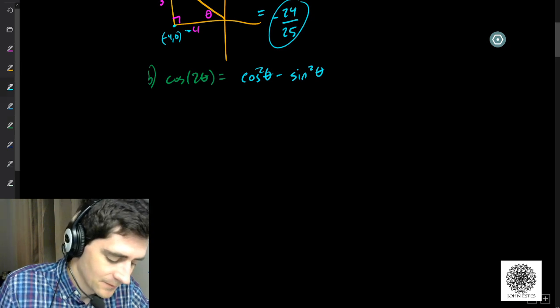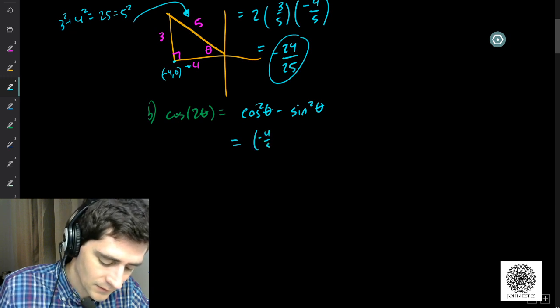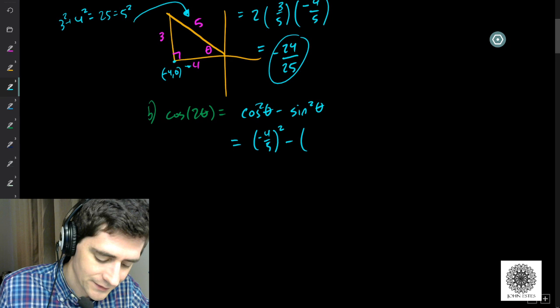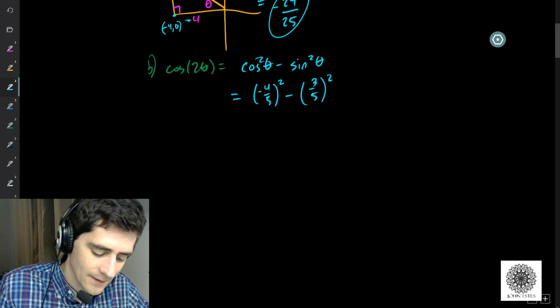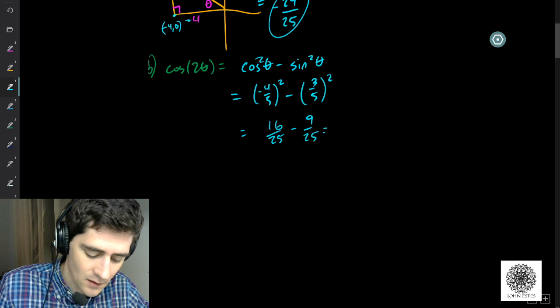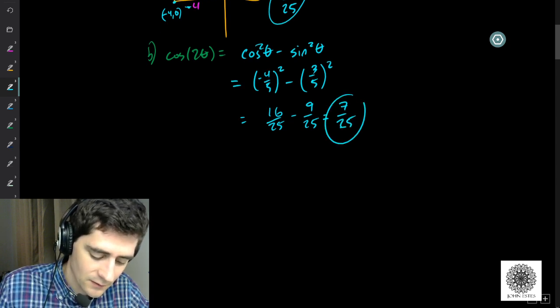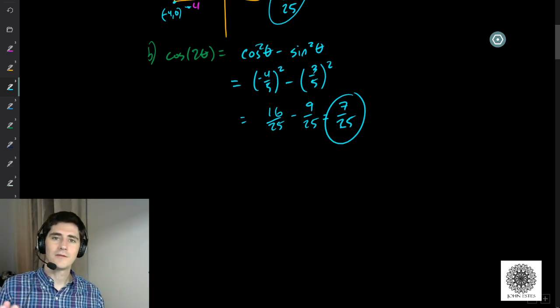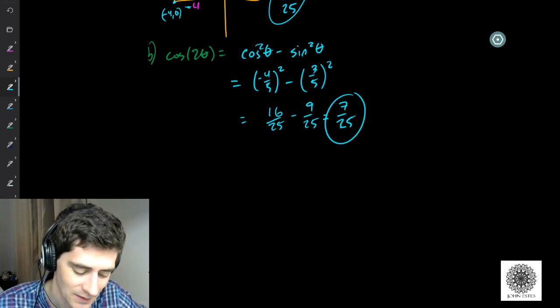Okay, if I did that, let me think. Cosine was negative 4/5, so I have negative 4/5 squared minus sine squared, where sine was 3/5, so 3/5 squared. That's going to be 16 over 25 minus 9 over 25, which gives me 7 over 25. There's my cosine 2 theta. And realize I don't even have to worry about positive or negative here. The identity helped me figure that out without me even thinking about it. So this is positive 7/25.